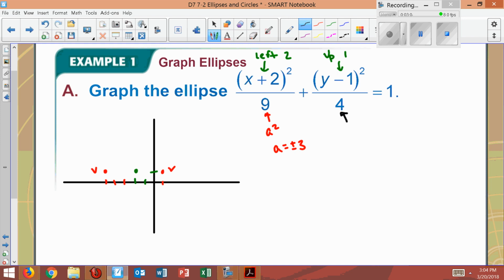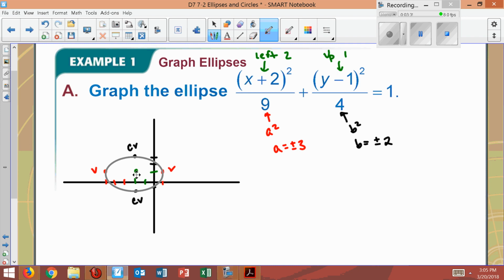Now to get the height of my ellipse, I come over here. This is my b squared. So if you took the square root of that, b would be plus or minus 2. That means from here I would go up 2 units, and I would also go down 2 units. These are co-vertices, so I'll label those CV. Now I could draw my ellipse. We'll see how good of an ellipse this is. Hey, it's not too bad. That would be my ellipse right there.